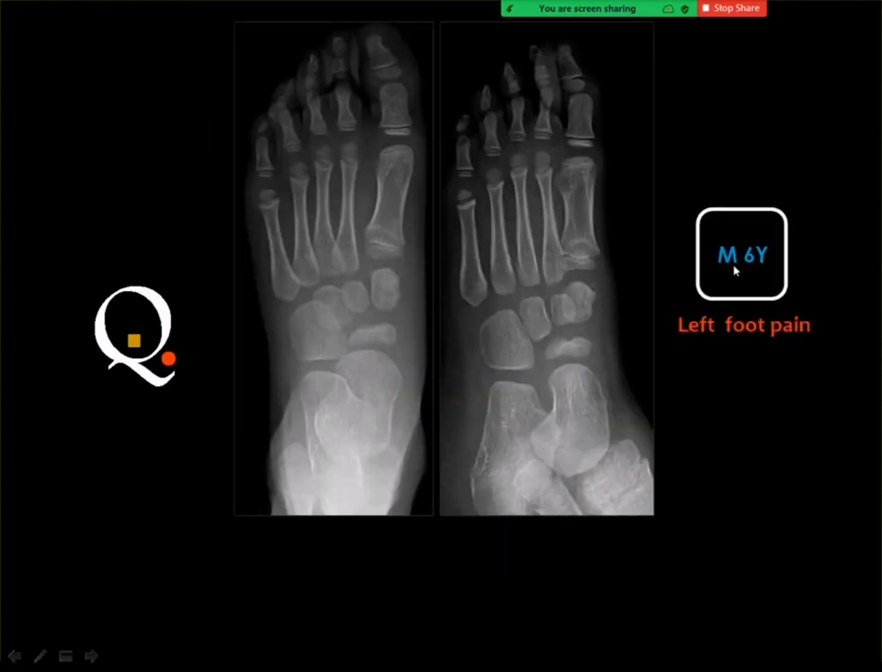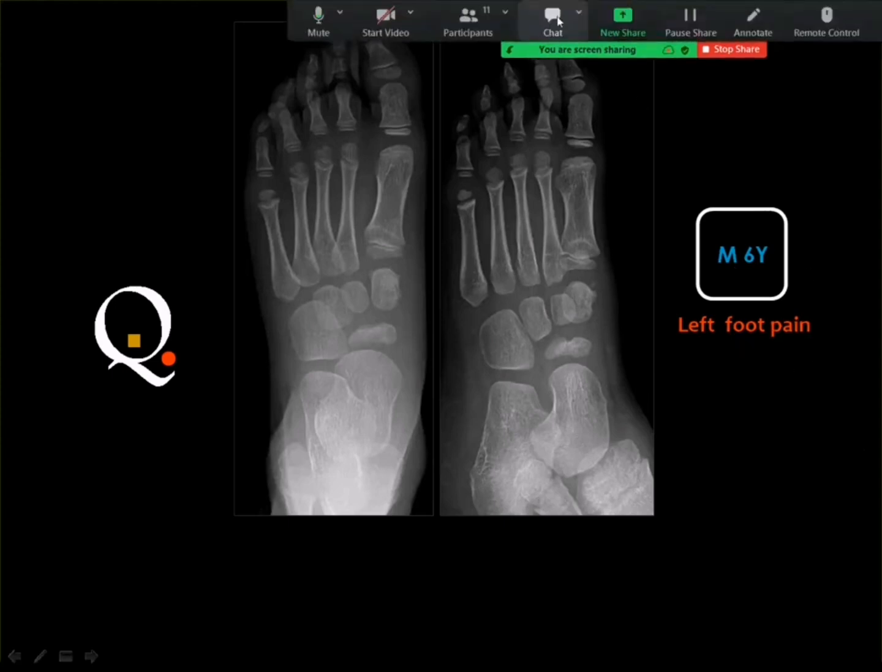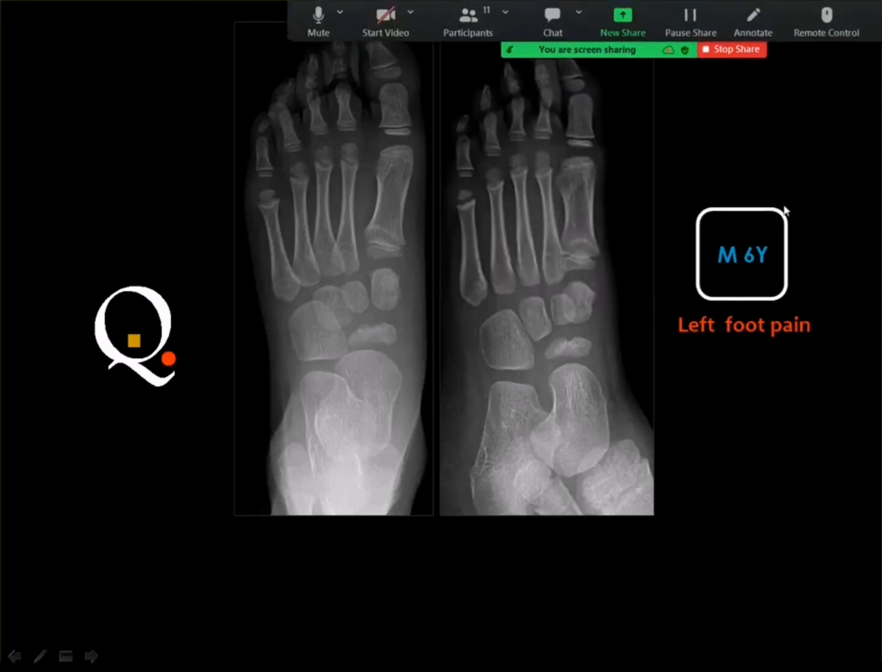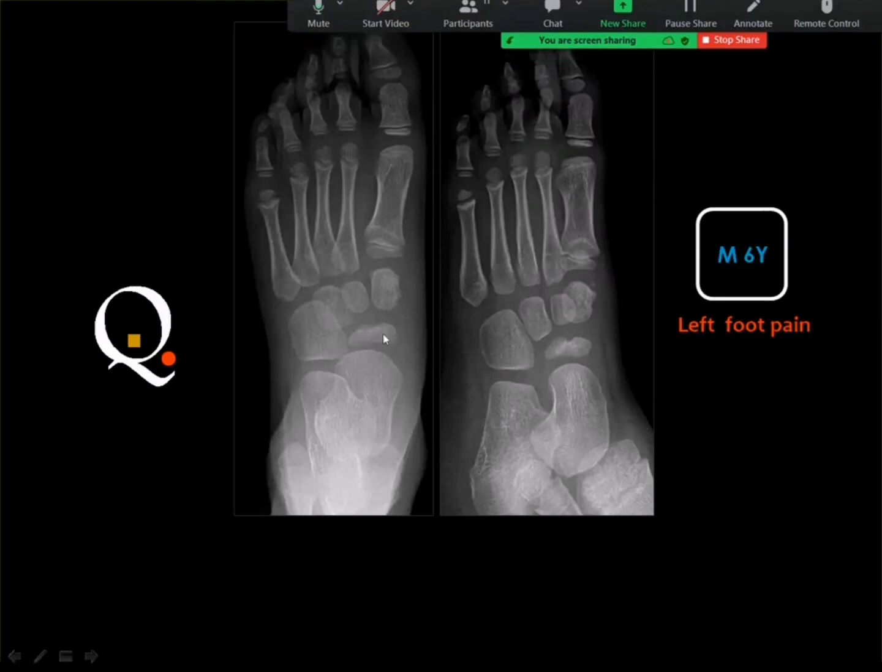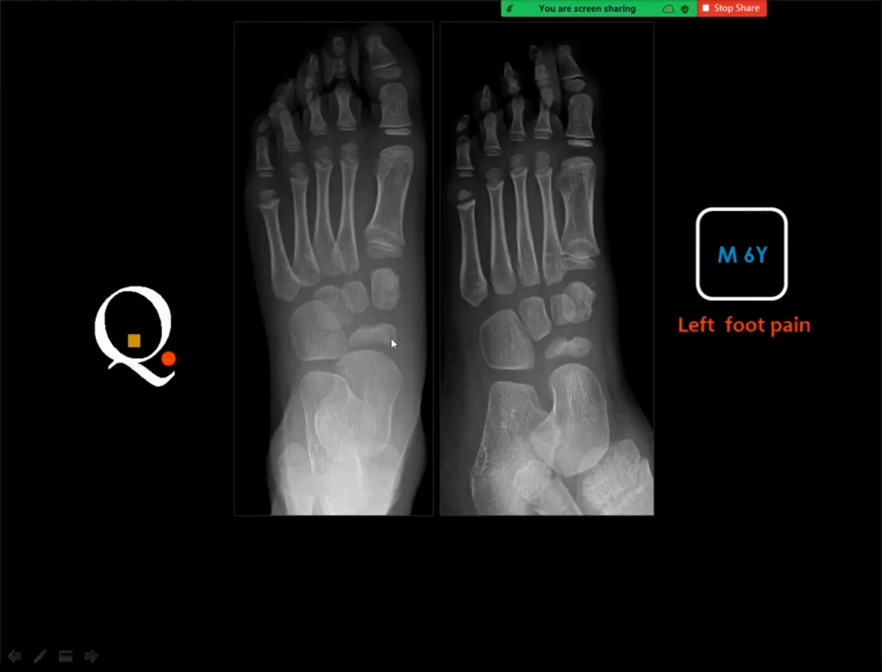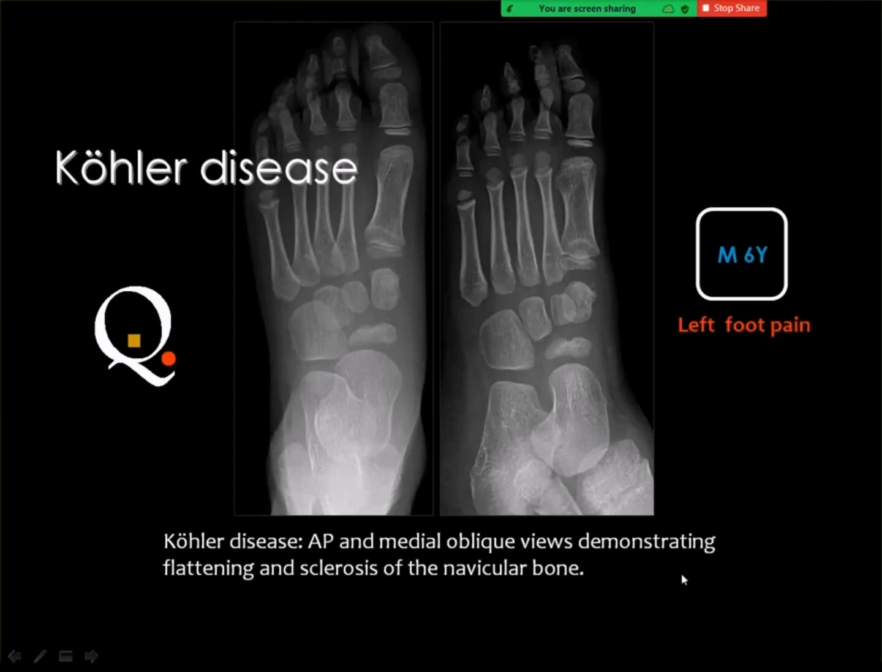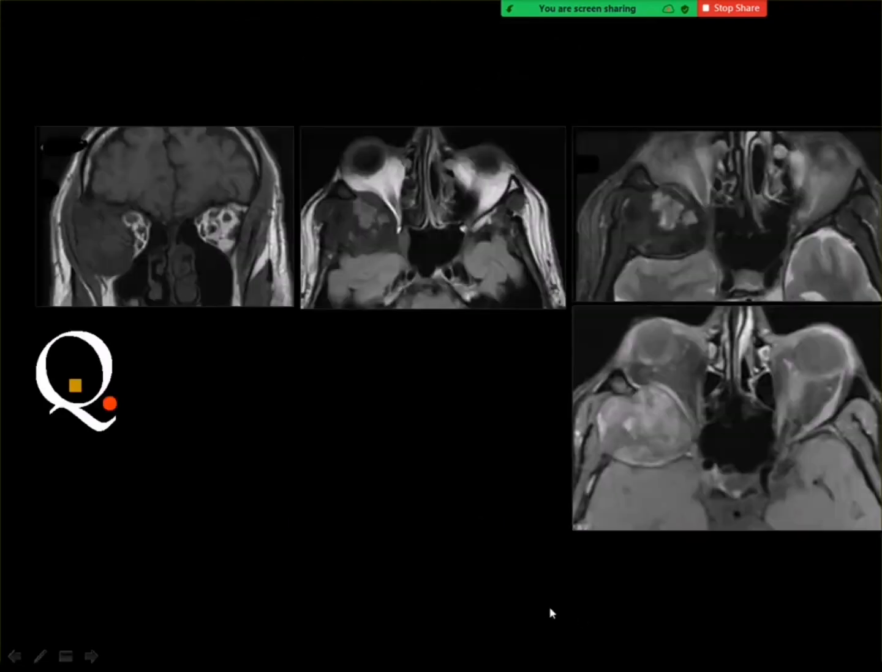Next case is a male child with foot pain. Yes, and this is Kohler disease, which means avascular necrosis of the navicular bone. The navicular bone is collapsed and is relatively sclerotic, diagnostic of avascular necrosis of the navicular bone, which is known also as Kohler disease. And this is an MRI of the orbit.